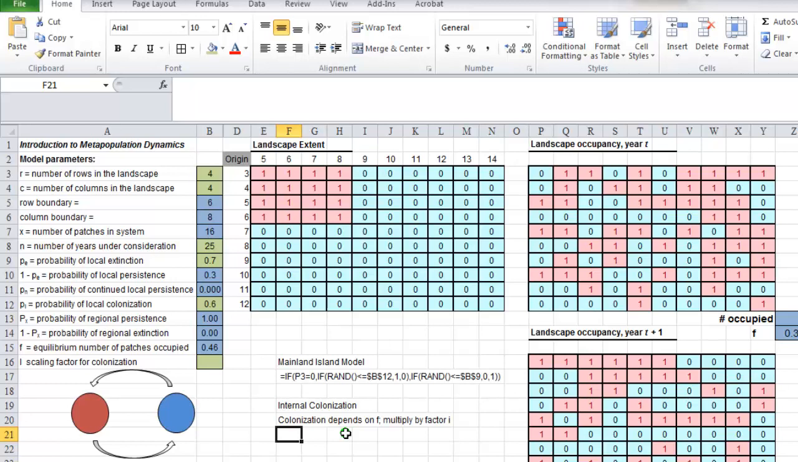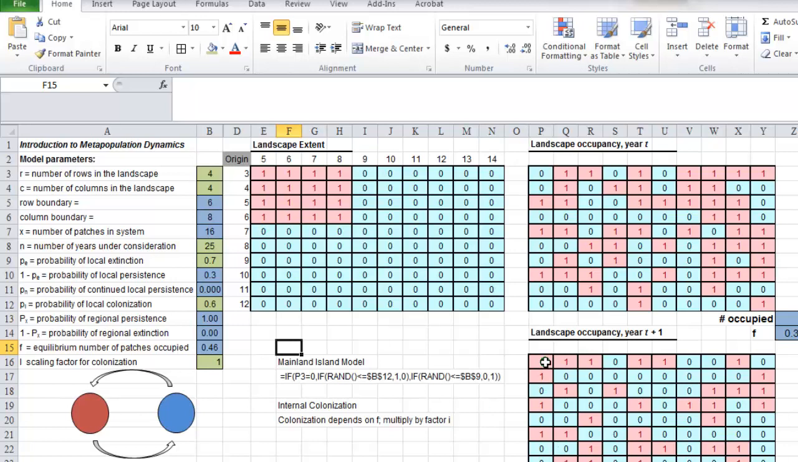But if it's less than 1, we can temper that effect, and we'll see how that works in just a second. So I is the scaling factor for colonization, and you'll see that I added this in here already. For now, let's just keep it at 1, and that means that colonization is in fact F, the fraction of patches. So there's no other way that this system can be colonized. Instead, all of the colonization comes from within these 16 patches that we have set up here.